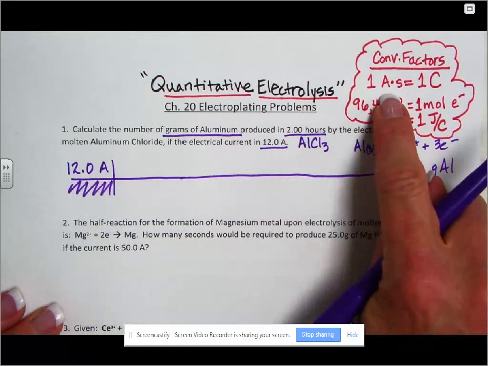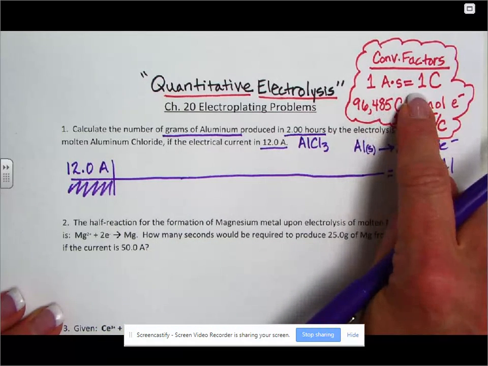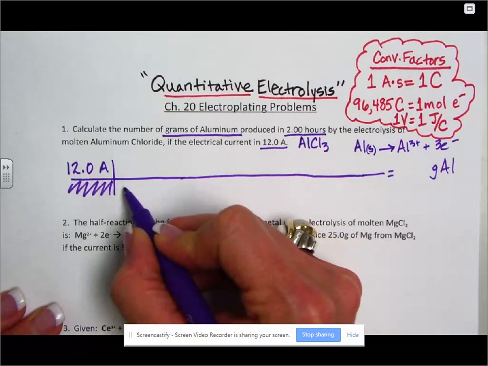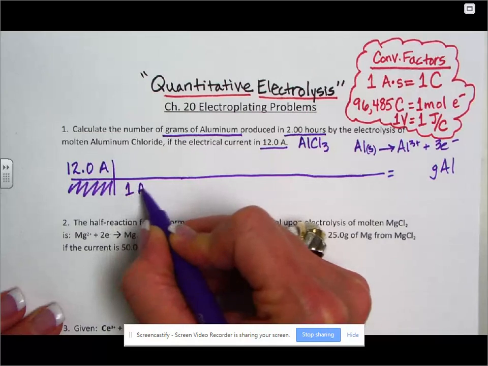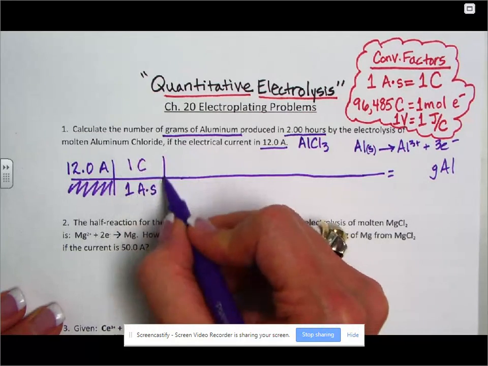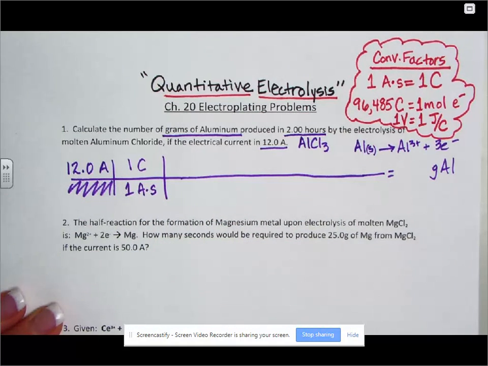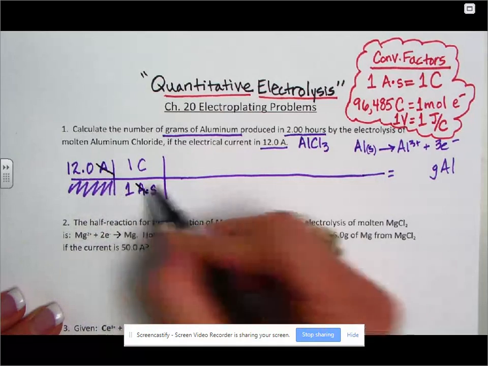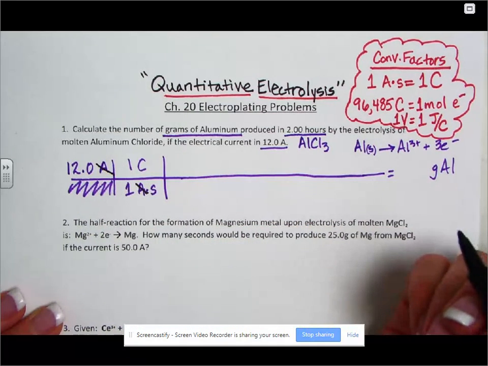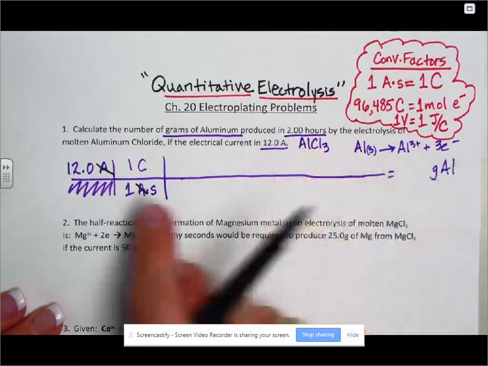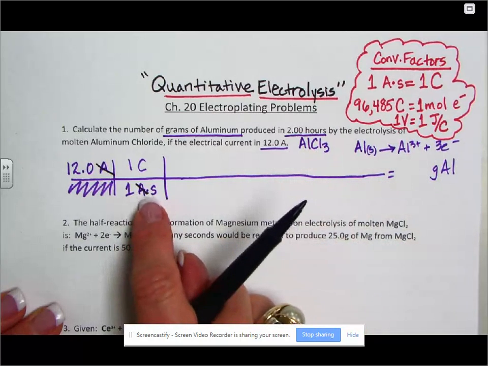We were told here that 1 amp second is equal to 1 coulomb. So we need amps to cancel, so let's use that on bottom here. 1 amp second is equal to 1 coulomb. So what that's going to allow us to do is get amps to divide out. So now we have coulombs per second. So the next thing that you want to keep in mind is you see they gave us that 2 hours are going to pass. So we need to somehow get our time unit into hours.